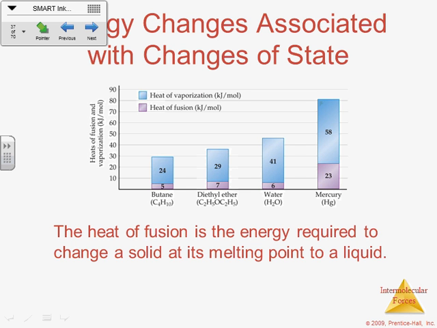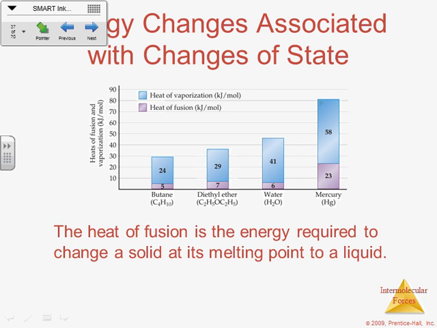The diethyl ether, now you've got something that's a little bit polar, okay? It's still not all that polar, but it's a little bit polar, so now you've got a little bit higher of a melting and a boiling point. Water has hydrogen bonding, so obviously it's going to take a little more energy to vaporize or melt. And then you got mercury.